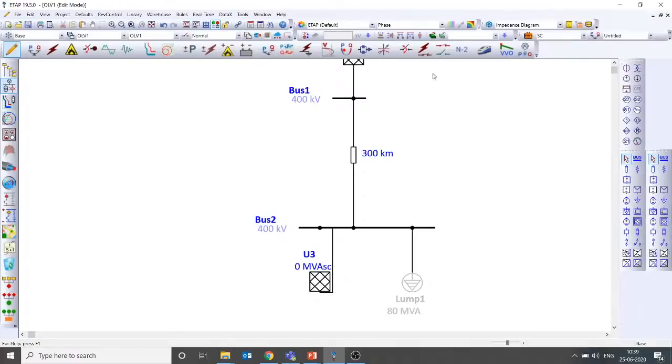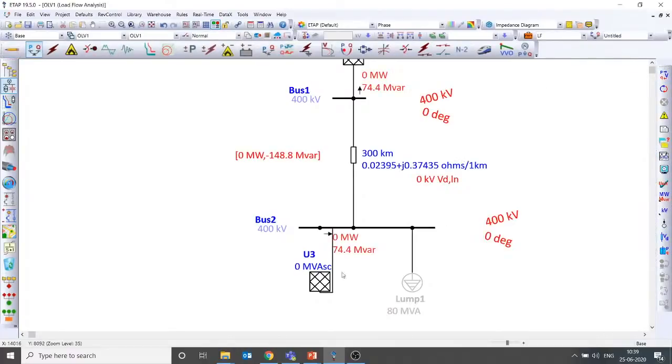Here I have the same voltage and same angle: 400 kV at angle 0, and 400 kV at angle 0. So there is no real power, and there is a small reactive power flowing, that is 74.4 MVAR. This is because of the nominal pi model which the software adopts. Since the angle is the same and the voltage is the same, the reactive power injected by the line is equally shared between these two grids.